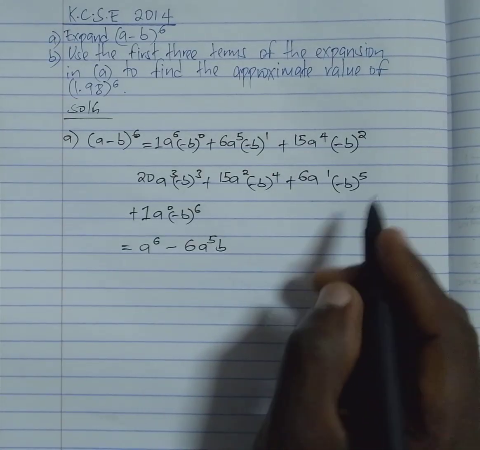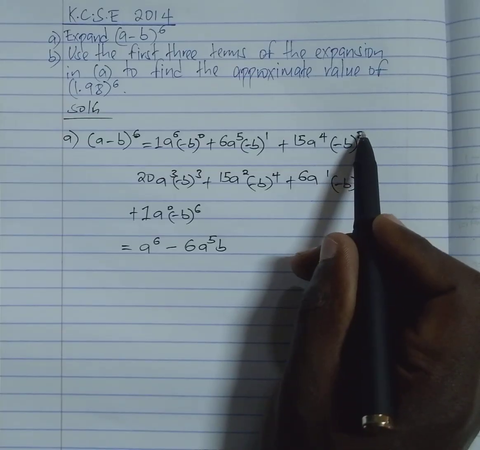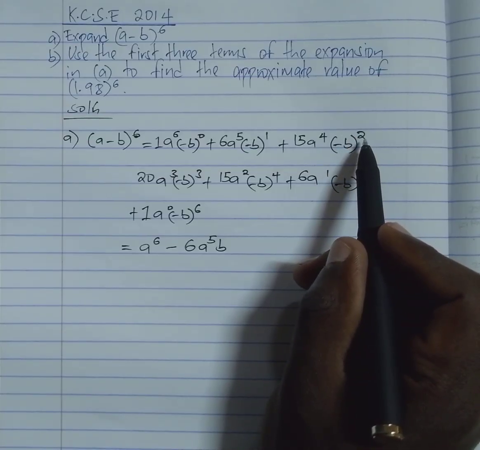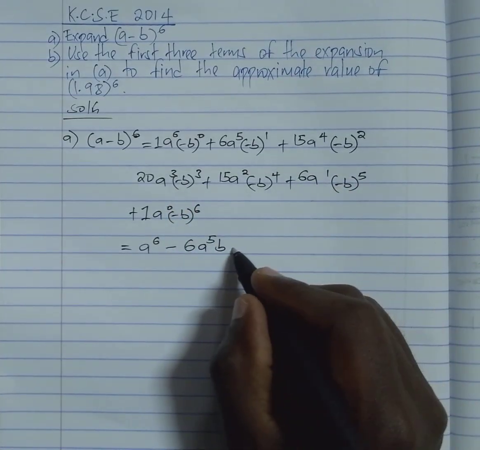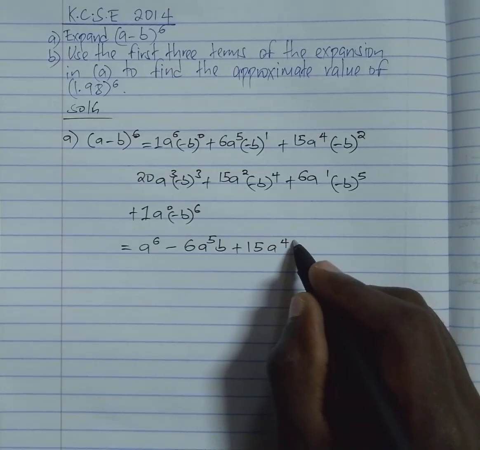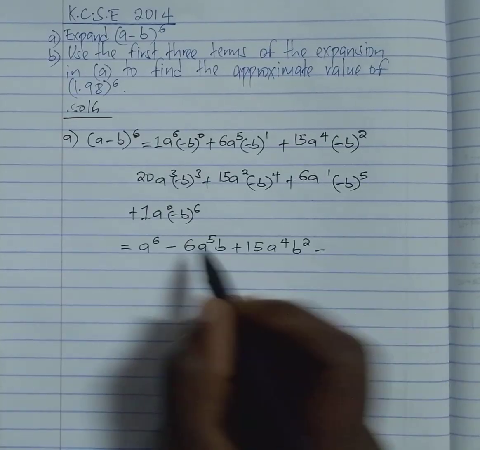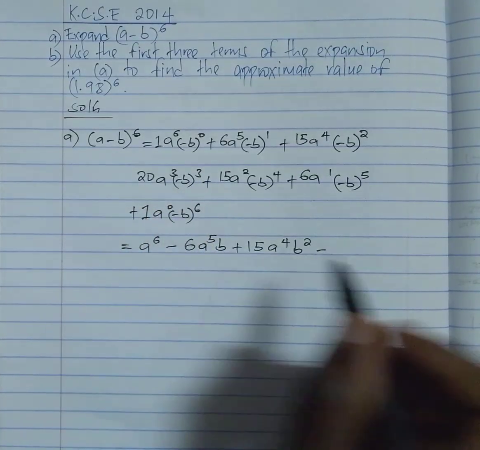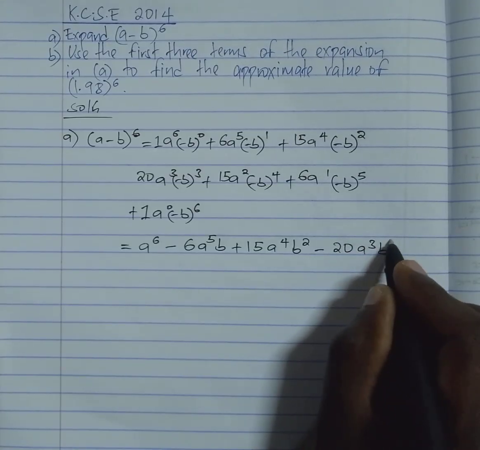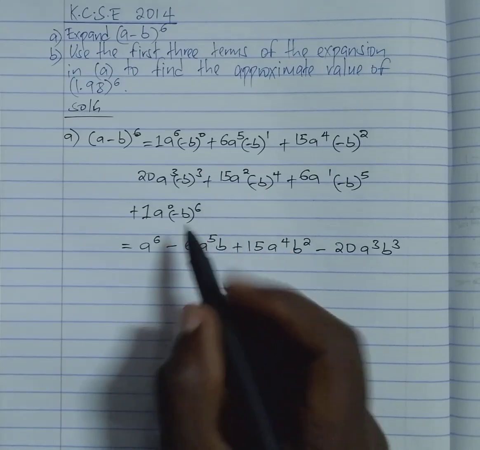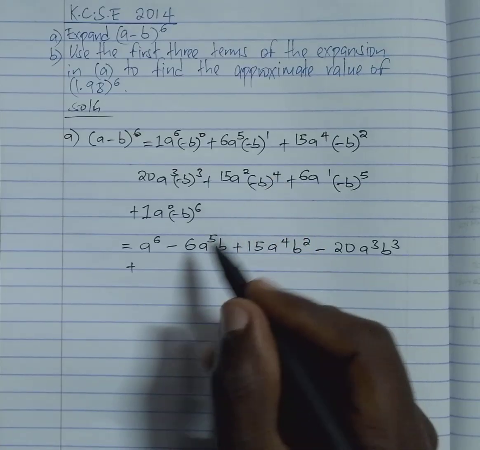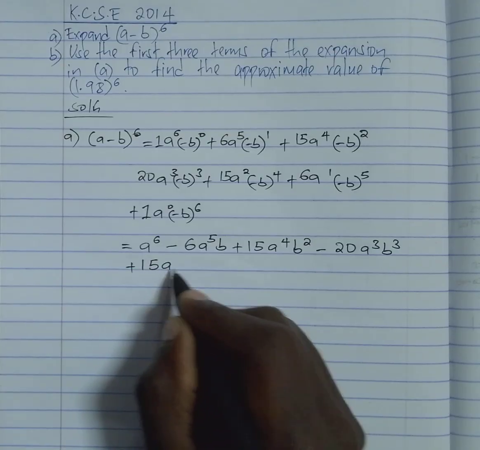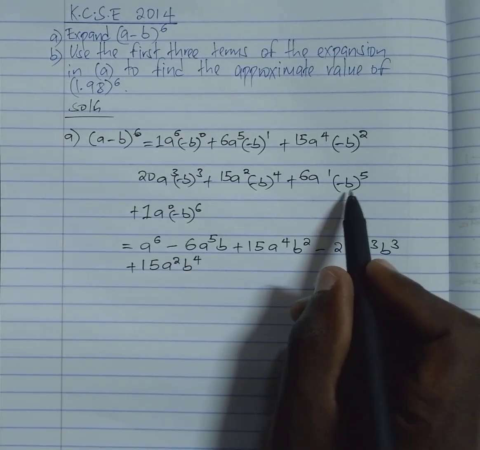We go to the next one. The negative sign here is raised to an even power, so this one is going to be positive because the power is even. If the power is even, the negative sign becomes positive. If the power is odd, the negative sign remains negative. So this one is going to be positive 15, a to the power 4, b squared. The next one is going to be negative because this negative sign is raised to an odd power, so this one is negative 20, a to the power of 3, b to the power of 3. The next one is going to be positive because this is 15, a squared, and (−b) is raised to the power of 4, an even number. So we are going to have positive 15, a squared, b to the power of 4. The next one here is going to be negative.